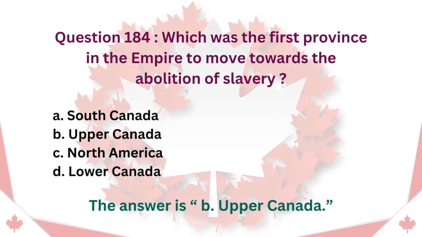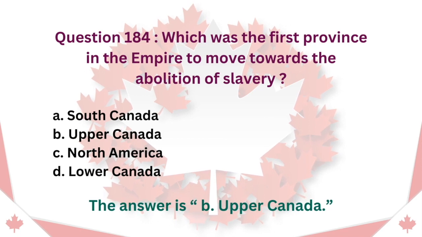Question 184. Which was the first province in the empire to move towards the abolition of slavery? A. South Canada. B. Upper Canada. C. North America. D. Lower Canada. The answer is B. Upper Canada.